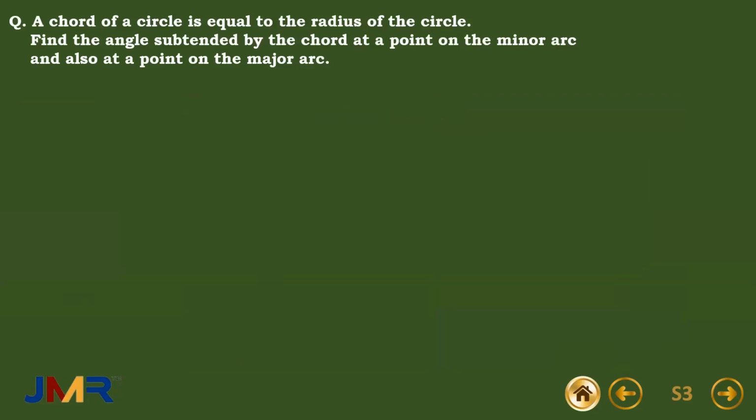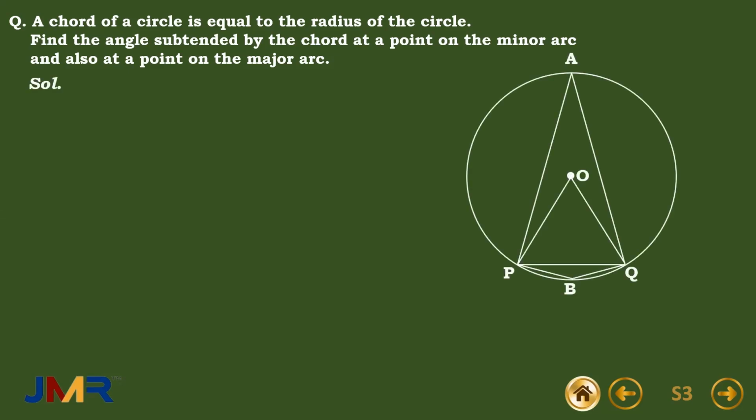A chord of a circle is equal to the radius of the circle. Then find the angle subtended by the chord at any point on the minor arc and also at a point on the major arc. How can we find? First of all, let us try to draw the diagram.